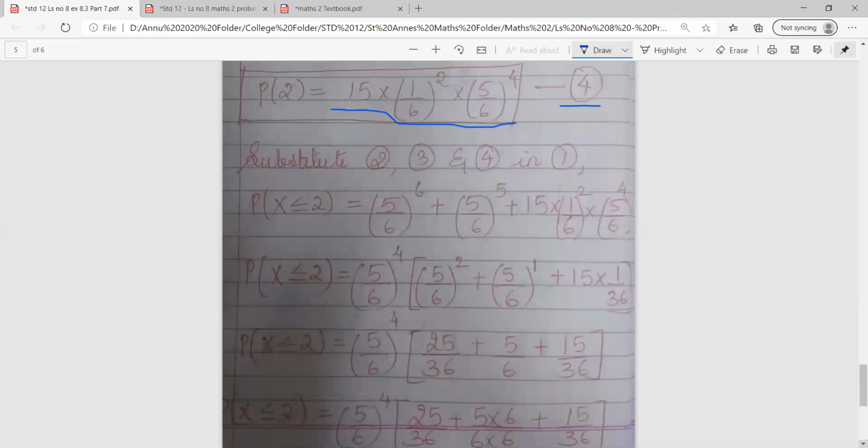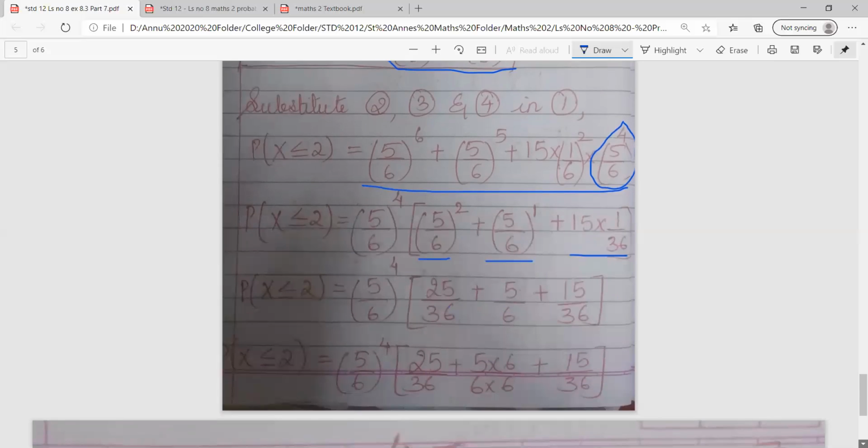So substituting 2, 3, 4 and 1, I am substituting all the values together like this. So as you can see, 5 upon 6 is common in all the three. So the least power is 5 upon 6 raised to 4. So I'll take 5 upon 6 raised to 4 common outside. Out of 6, 4 has already come outside, so the remaining 2 I'll write inside. Out of 5, 4 have already come outside, so I'll write the remaining 1 inside. And left out with 15 into 1 upon 6 the whole square, which is 36.